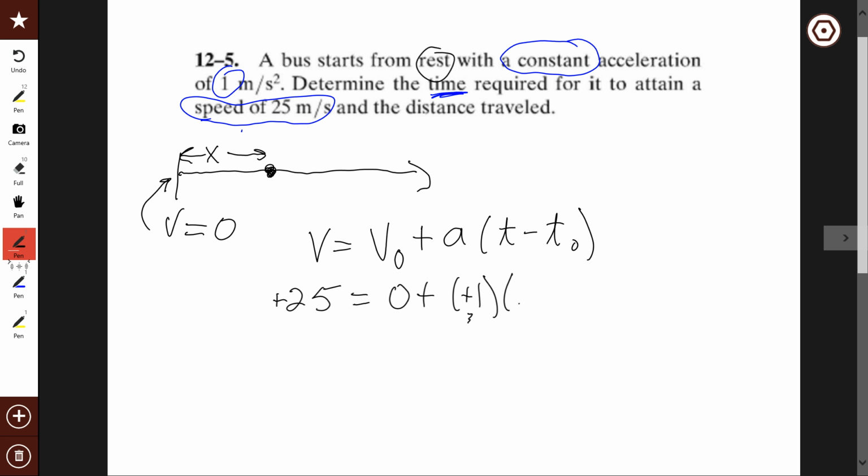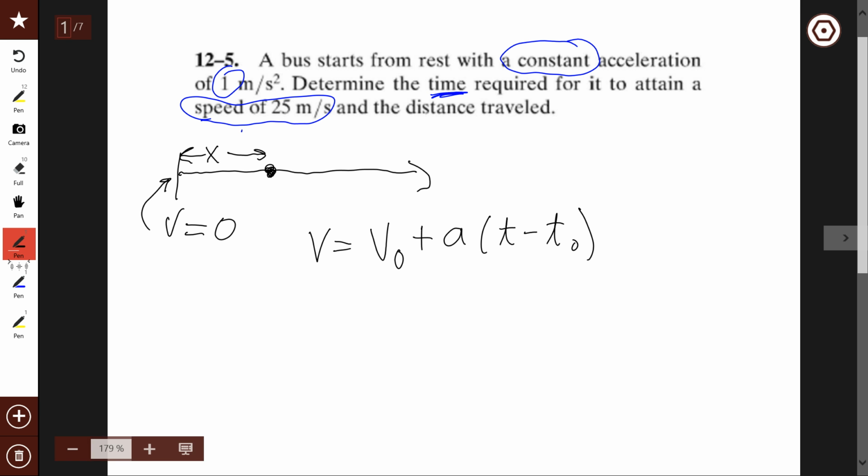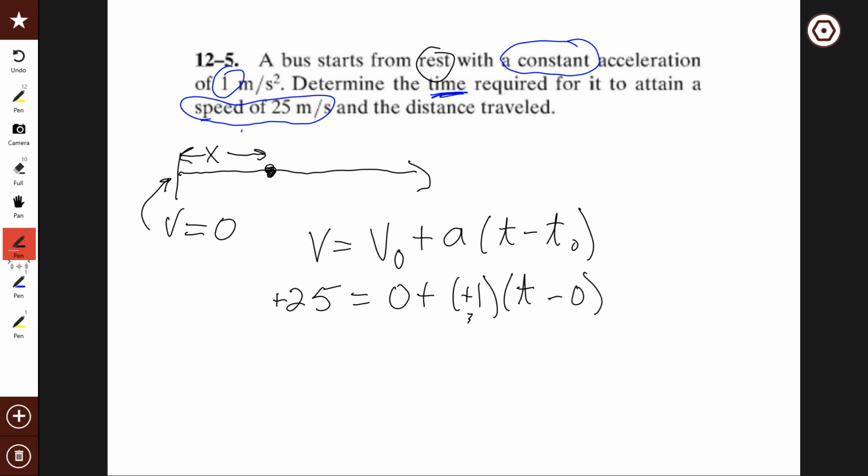The time, I don't know the time when it hits 25. The initial time is going to be 0. I'm going to measure with my stopwatch. I'm going to click it when it's beginning at the origin there.